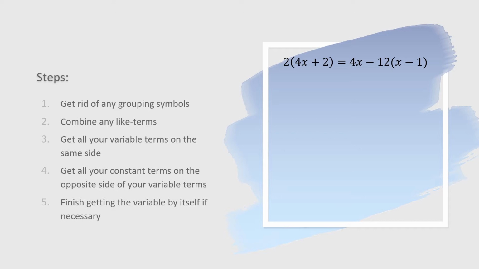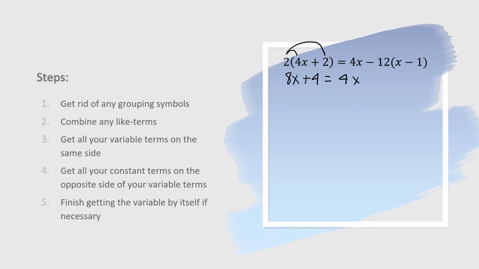The first step is to get rid of any grouping symbols, and you will notice we have parentheses on both sides of the equation. So we can go ahead and start to get rid of those. And as I said before, we want to distribute. So we want to distribute the 2 to both terms inside of the parentheses on the left-hand side.